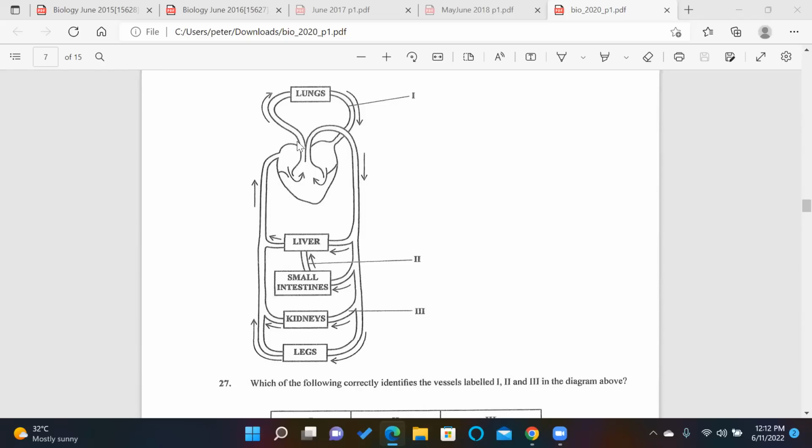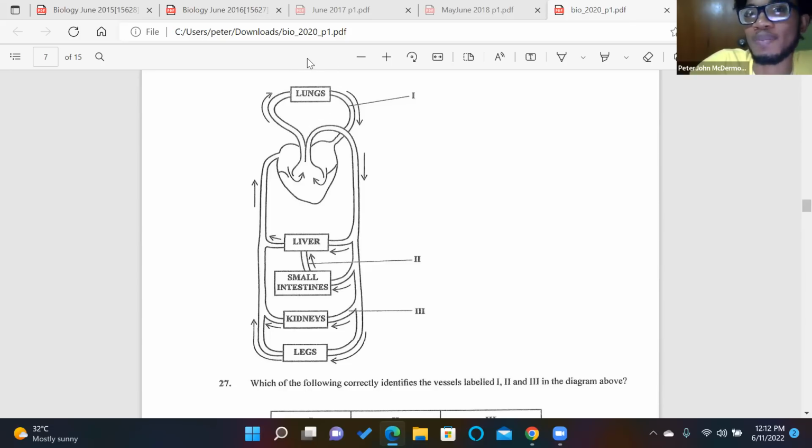One is a vein, correct? What's the name of this vein? Pulmonary vein. What does pulmonary mean? It means lung. It's just a vein coming from the lung. So the pulmonary vein is a vein coming from the lung, which is the only vein in the body that carries oxygenated blood.